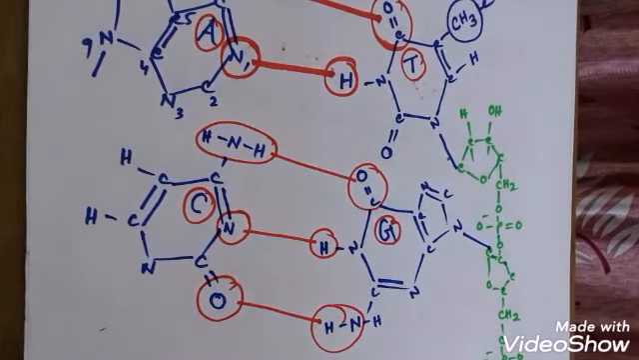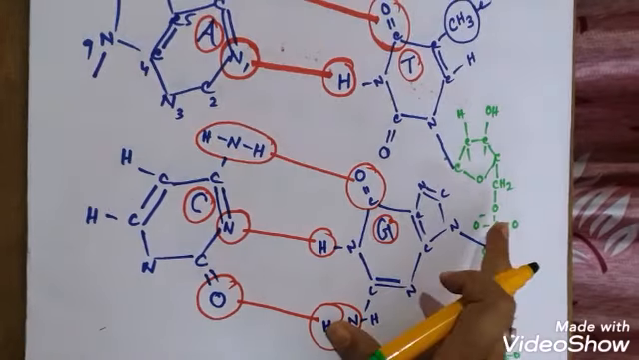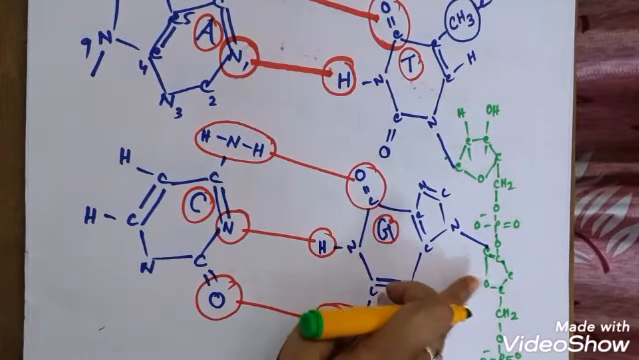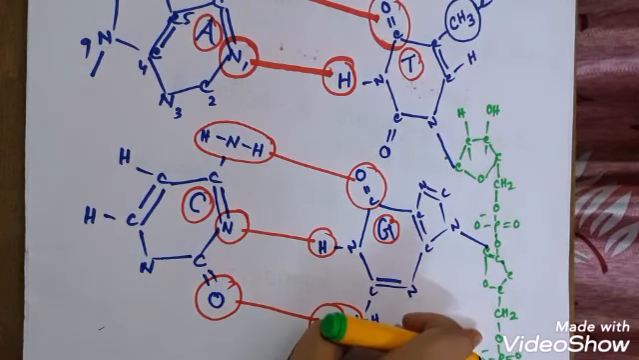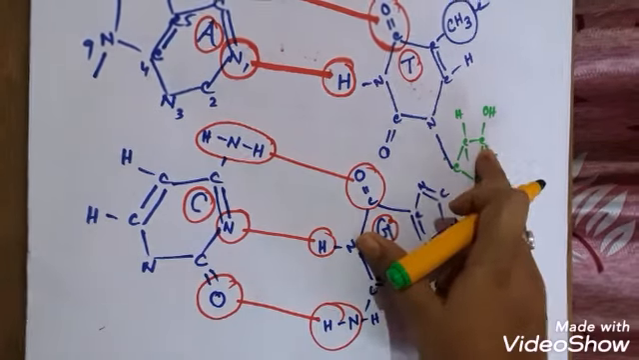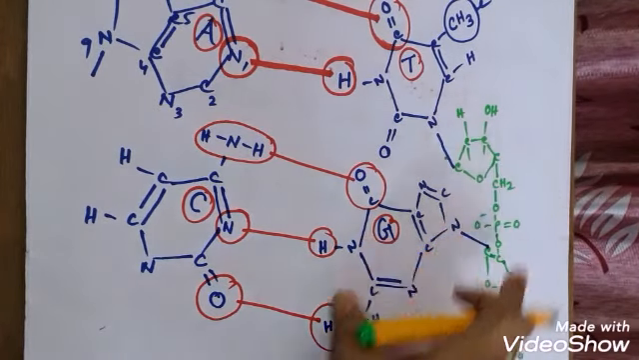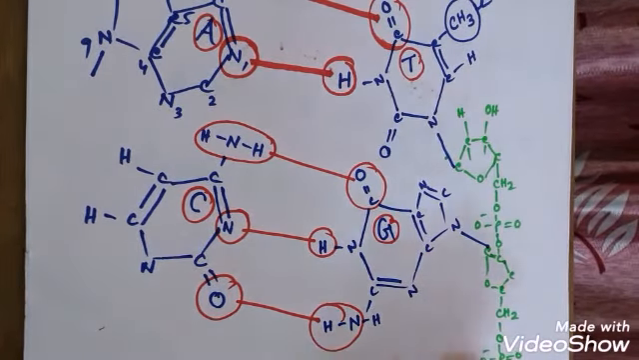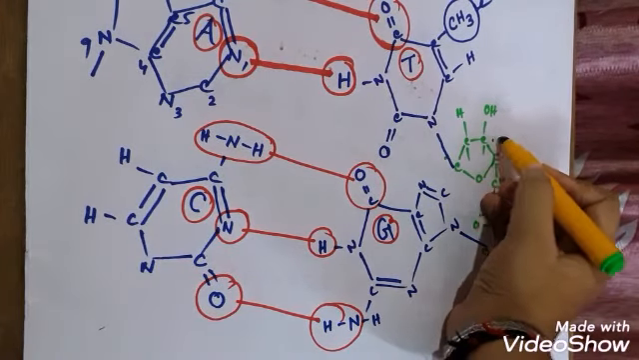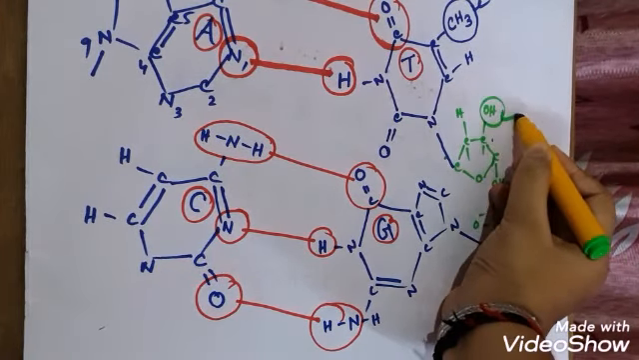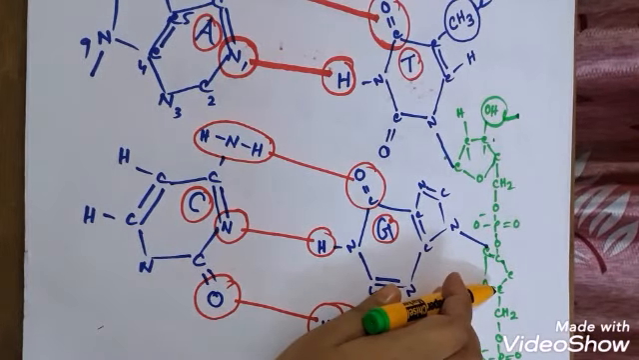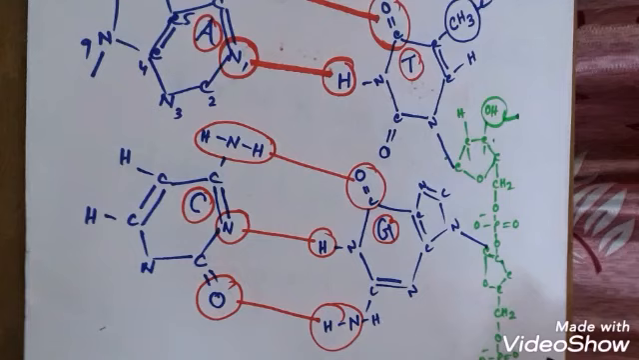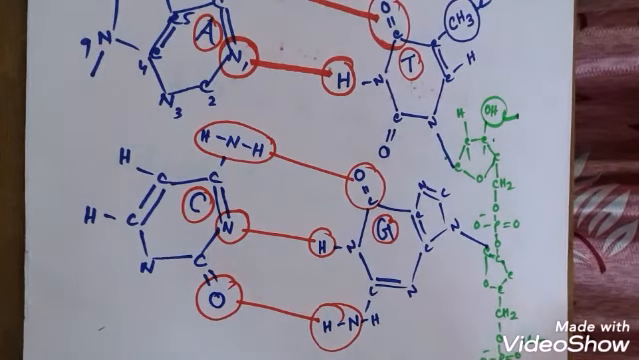Now I am adding the phosphate with another sugar and then a phosphate also. So here you can see that the 3' carbon's OH is ready for another reaction, and the 5 carbon here of phosphorus is also in a reactive position.